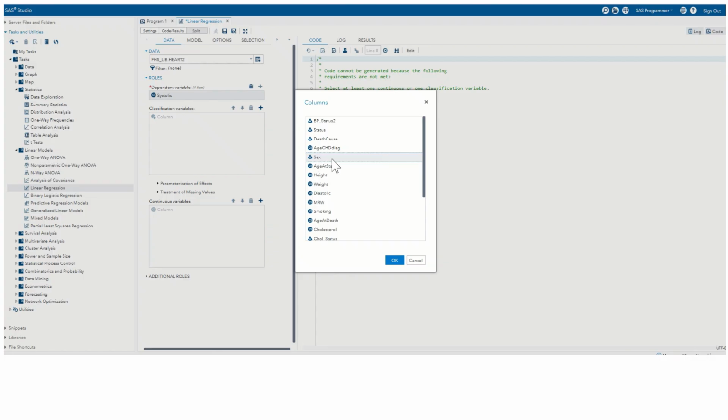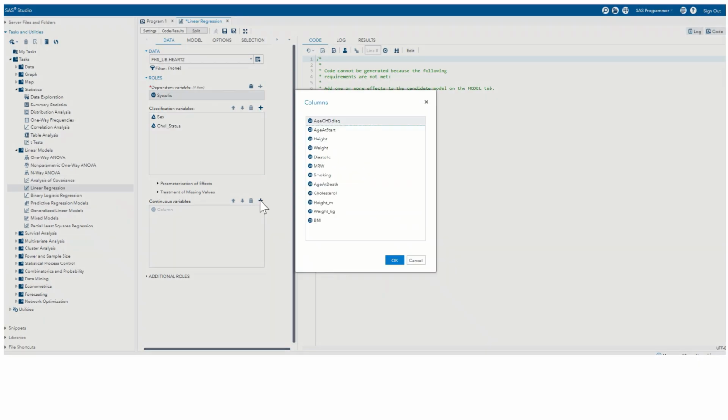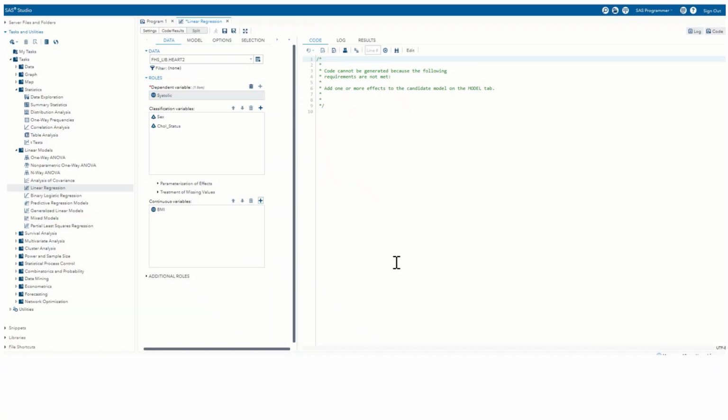We want to adjust for sex, male and female, and also for the cholesterol status. So press and hold the control button and then click on cholesterol status. And in the continuous variable, we will have BMI as our exposure of interest, or the predictor, or the independent variable, whatever you want to call it.